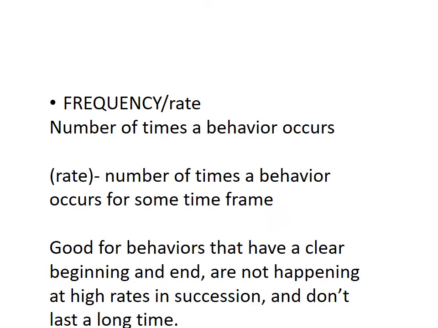Frequency or rate is simply the number of times behavior occurs, with rate being the number of times a behavior occurs for some time frame. In applied behavior analysis, frequency and rate are interchangeable. They're synonymous. So, if you know about baseball and you see on the scoreboard that a team has 10 hits, the frequency of hits in that game was 10.